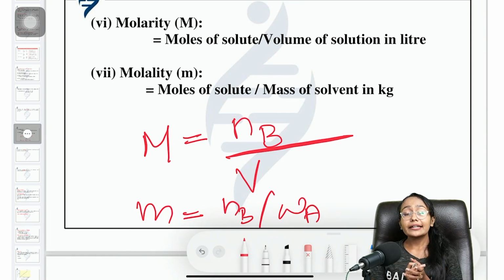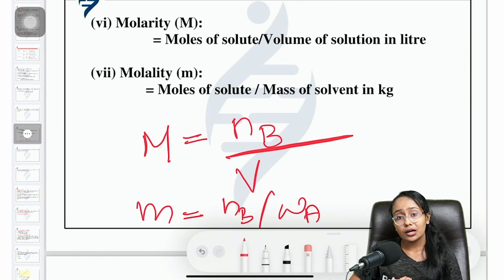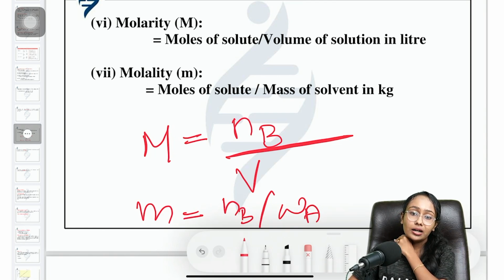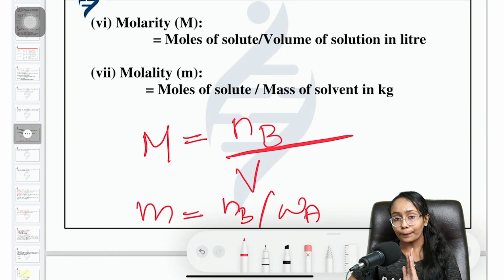So the question may come like this. In molarity and molality, according to you, which is a better method to express concentration? Listen to the question first. Or else the question can come like this: which is temperature dependent, molarity or molality? Or the question can come like this: which is temperature independent, molarity or molality?